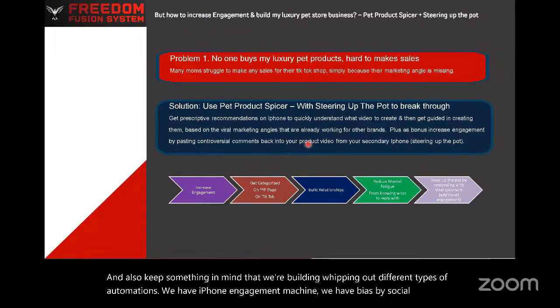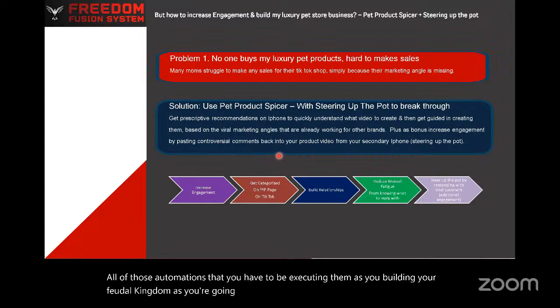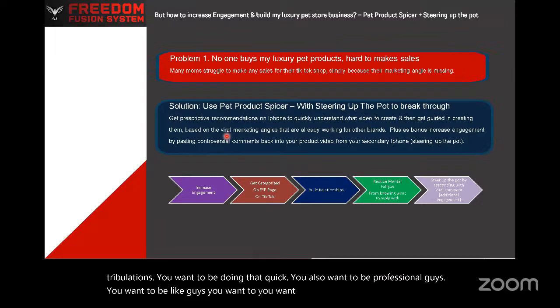All of those automations, you have to be executing them as you're building your feudal kingdom, as you're going through those struggles, failures, triumphs, and tribulations. You want to be doing that quick. You also want to be professional, guys. You want to be like an enterprise-level, billion-dollar company when it comes to presenting your content. You have to be strong.